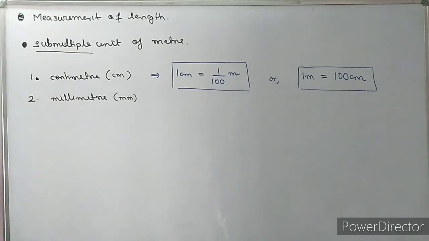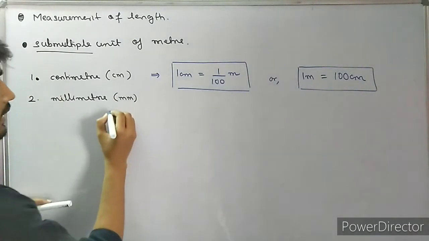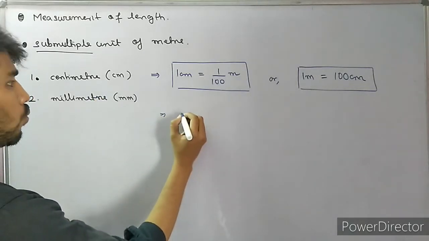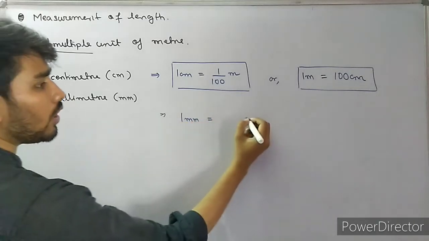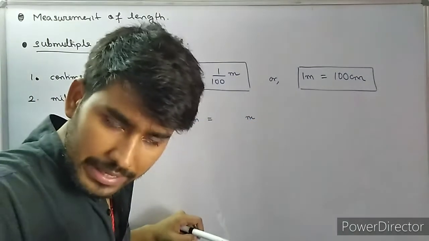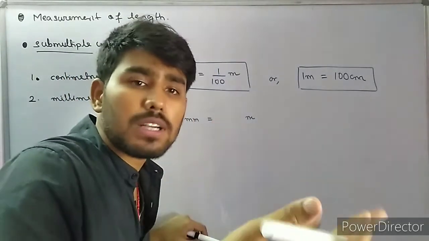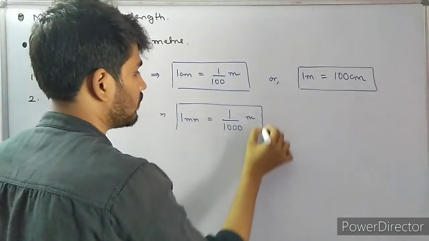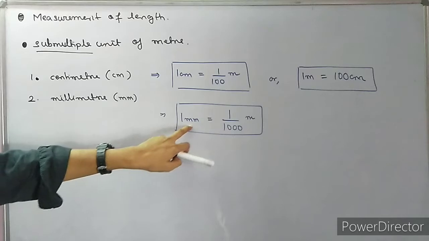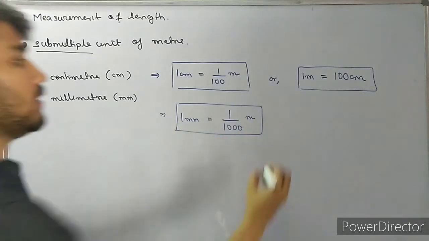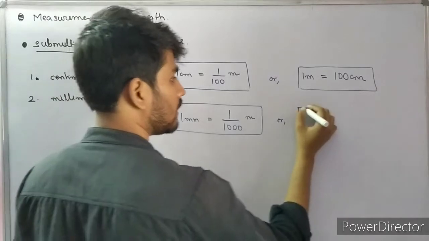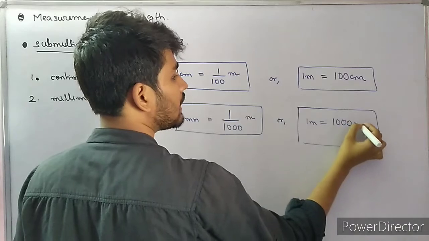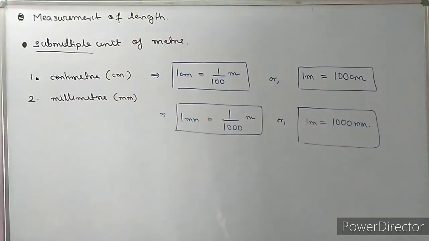Now let's come to millimeter. Now millimeter is also a smaller unit of meter. 1 millimeter is a sub-multiple unit of meter. How much smaller? 1 by 1000 times. 1 millimeter is 1000 times smaller than meter. Or in other words, we can say 1 meter is equal to 1000 millimeter. I hope this is clear to you.